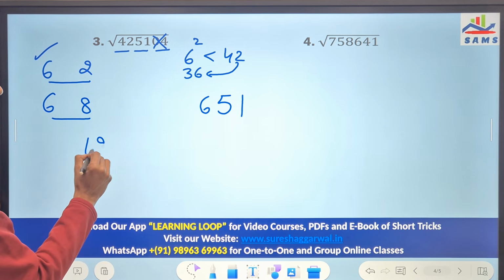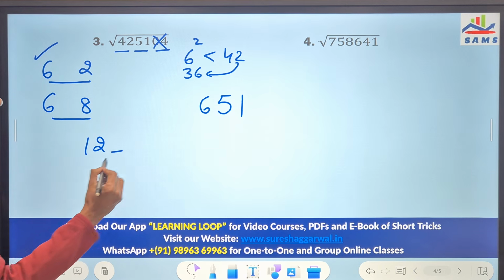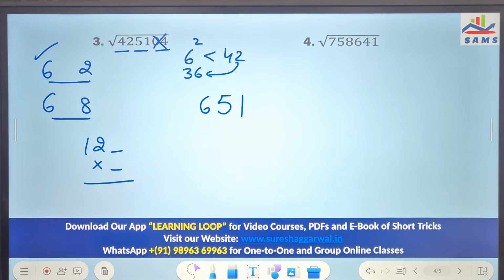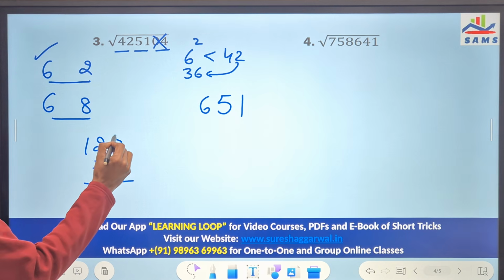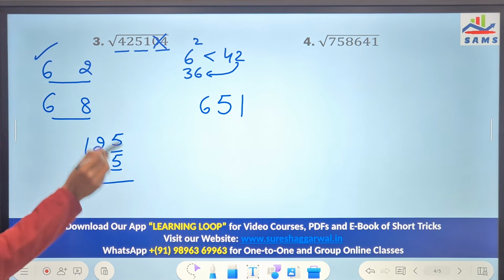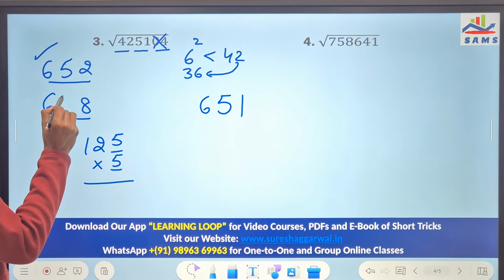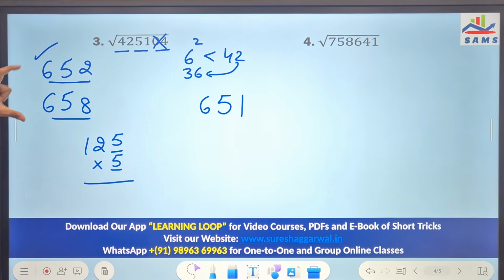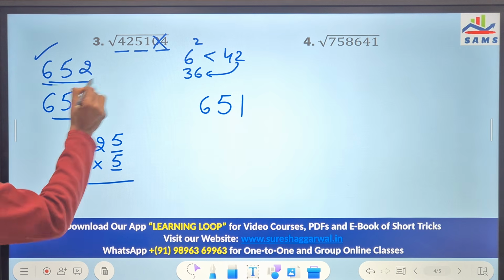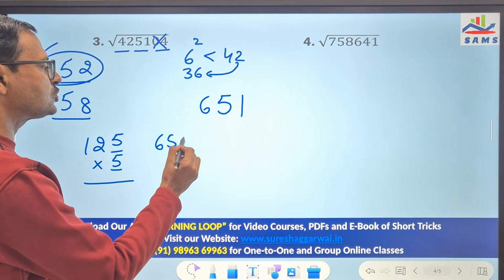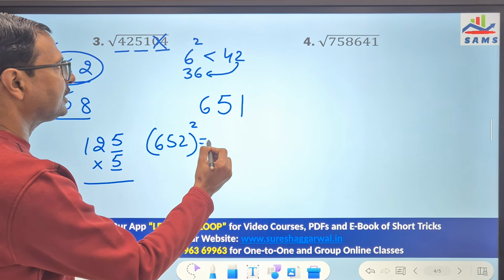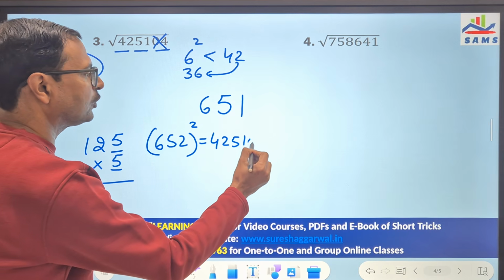So I need to get close to 651 by suffixing a digit and multiplying it by the same number, and here we get 5 again. 125 into 5 will get me closest to 651, and therefore 5 becomes the middle digit. And now we can check which of these two will get me the final answer. It is 652, because 652 square, when I check the single digit, it will get me 425104 single digit.